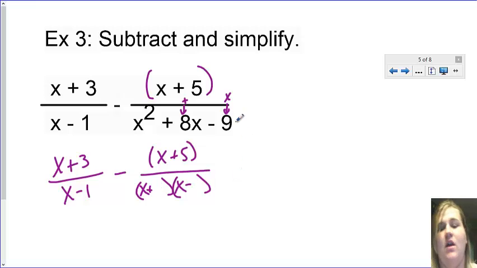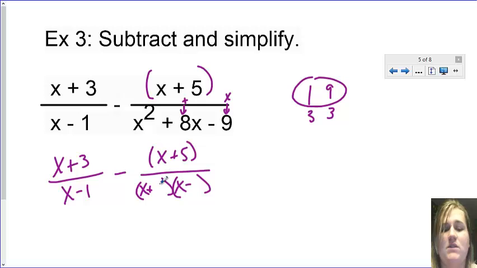Things that multiply to get me a 9 are 1 and 9, and 3 and 3. Of those, to get a positive 8, I'm going to have to use the 1 and 9. Because the 8 is positive, I want my bigger number to be positive, so I'm going to have a positive 9 and a negative 1. Now I see that I have x minus 1 in both denominators, right? But I don't have it over here right now.